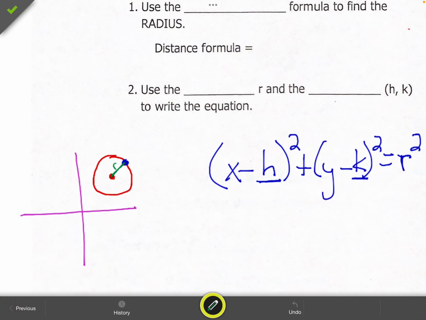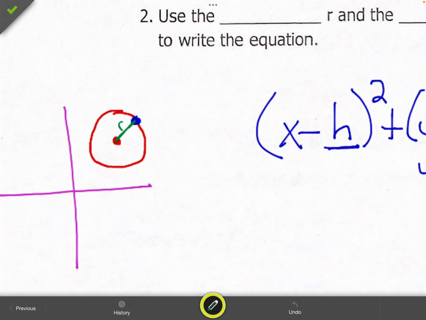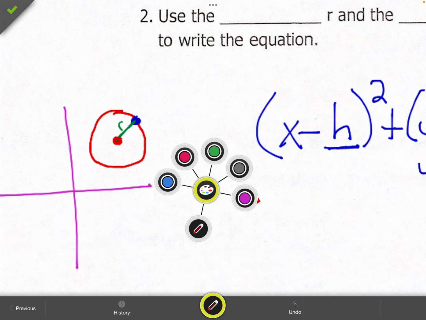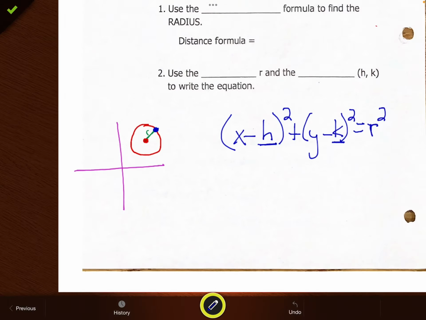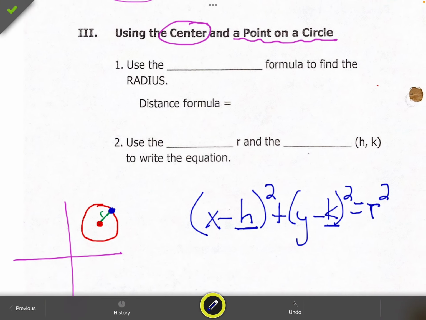So again, they're not going to give us the picture. They're going to give us this point right here in red, they're going to give us the center. And then they're going to give us a point somewhere on the circle, which I just put here in blue. And so we're going to have to do the distance formula from the center to the blue dot to figure out what to use for r. So we have to use the distance formula.